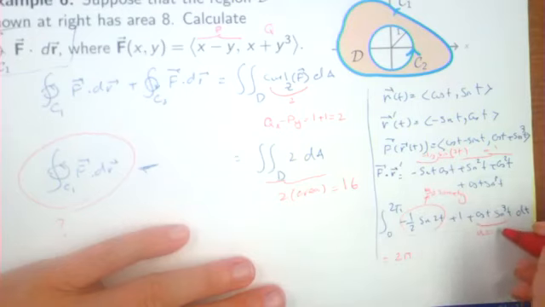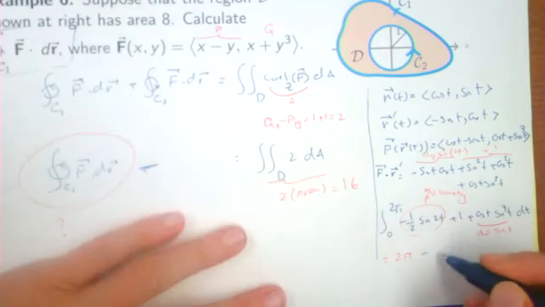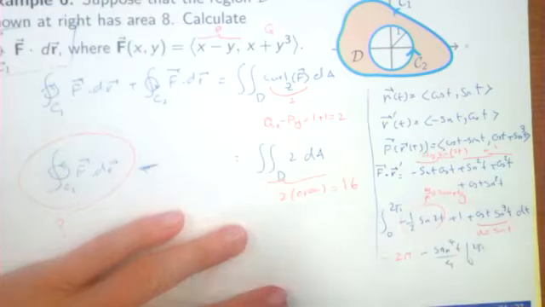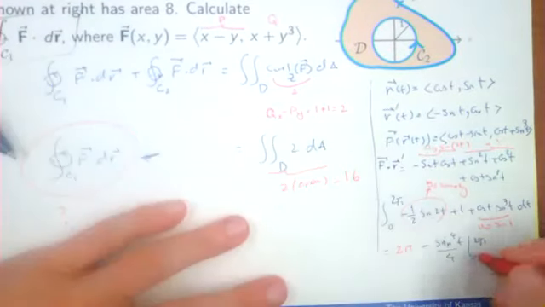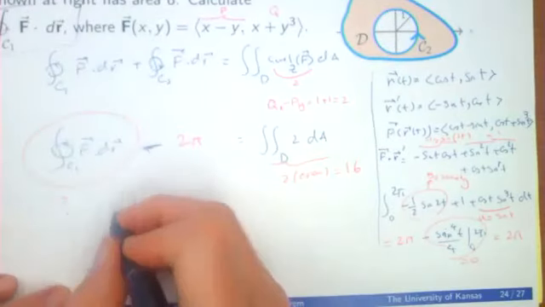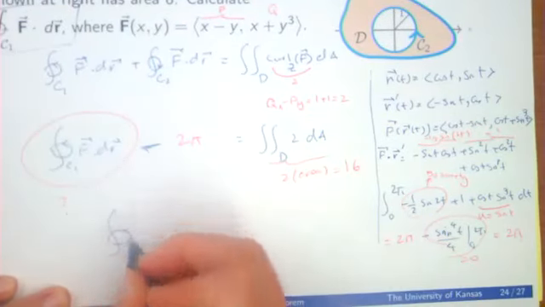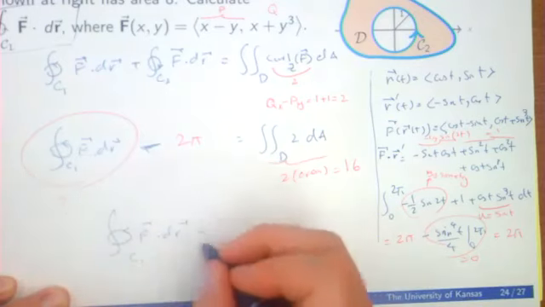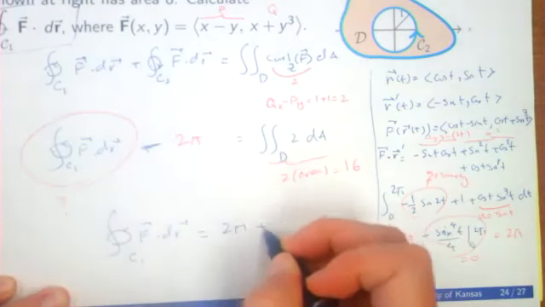A u substitution will give me minus sine to the power 4 t over 4, from 0 to 2 pi, which is going to end up being 0. So this is going to be 2 pi. So the integral of F dot dr on C1 is going to be equal to 2 pi plus 16.